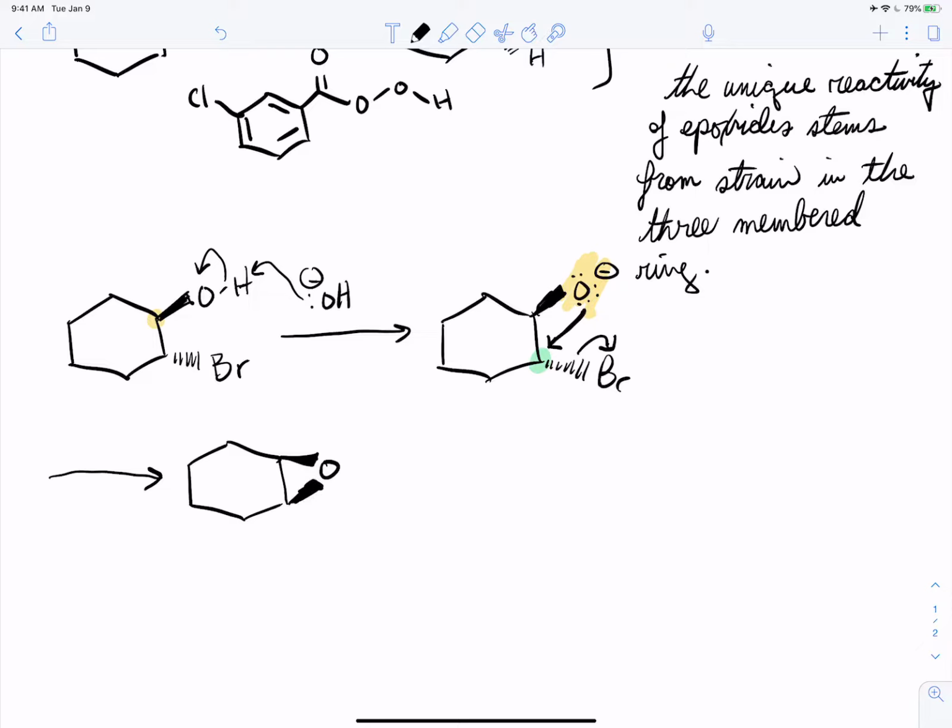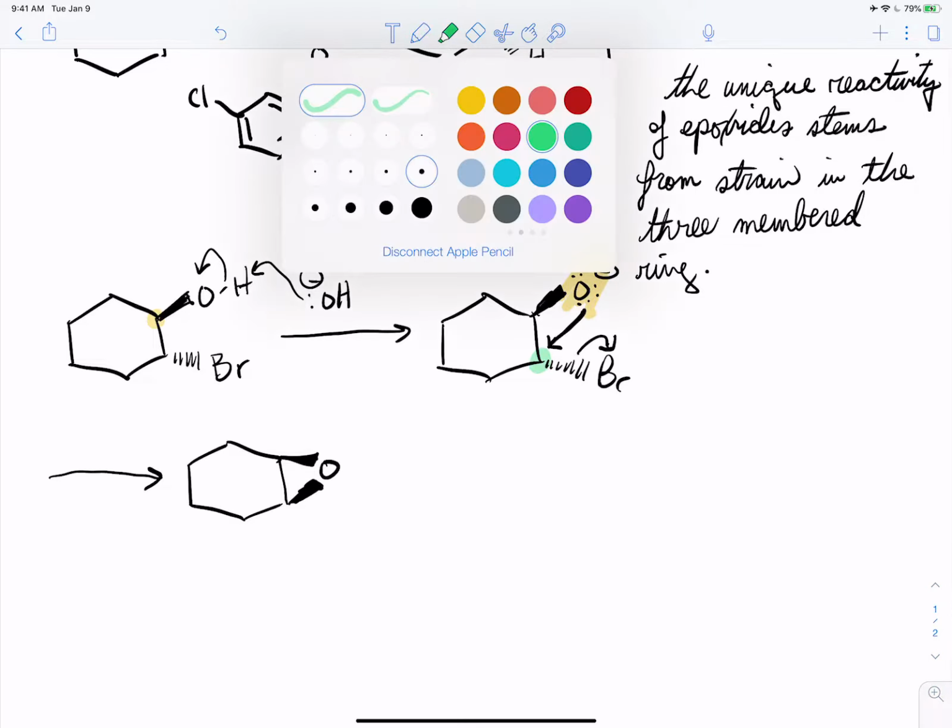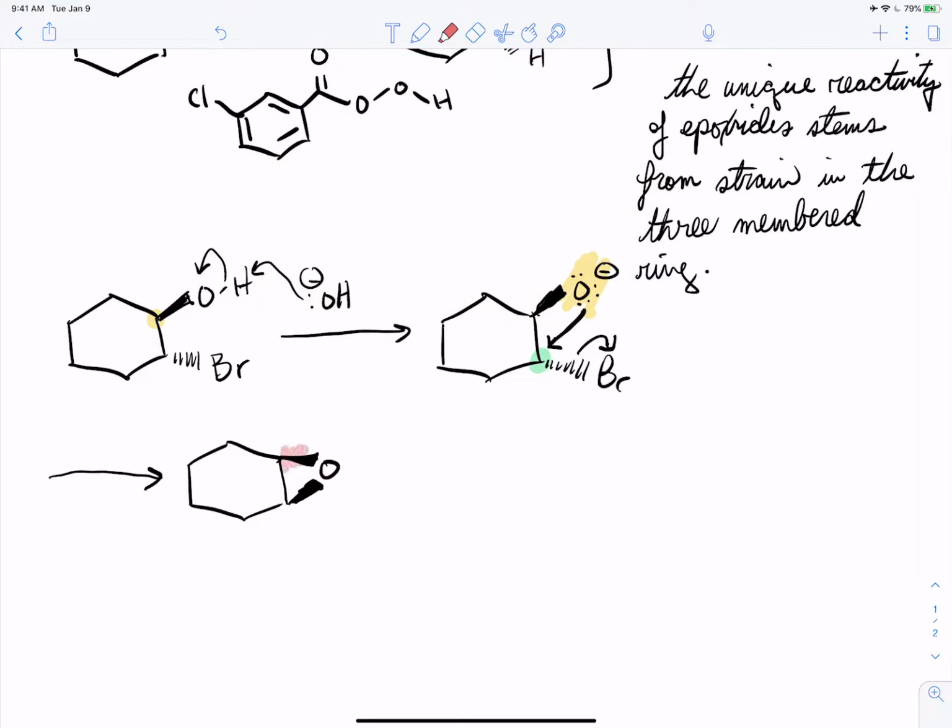You can't have a trans epoxide, so you shouldn't have something where this is on a wedge and this is a dash. If it's an epoxide, at least if you're looking at it from the top, they both need to be on the same plane of the molecule they're attached to. Okay, so that's a way to do that.